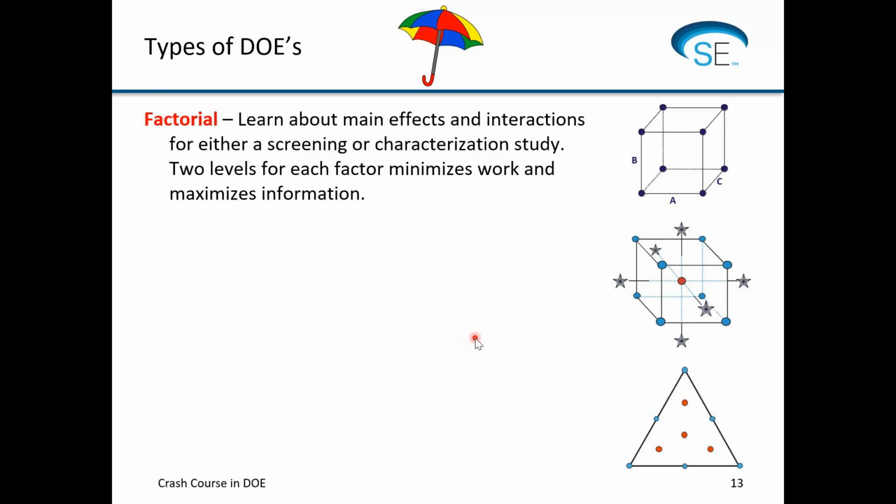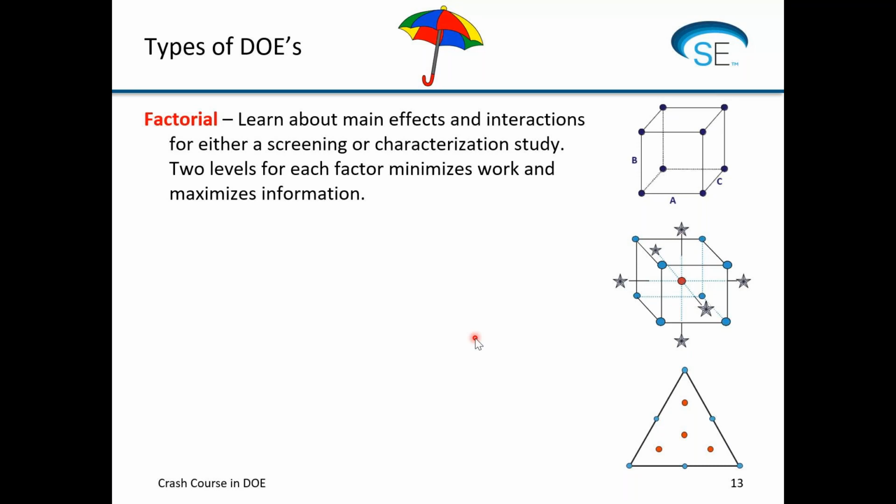Factorial design, we learn about the main effects or the factor influences, and we also learn about interactions. An interaction is when the impact of one factor depends on the set point of another factor, okay? And we'll see that play out in our example.